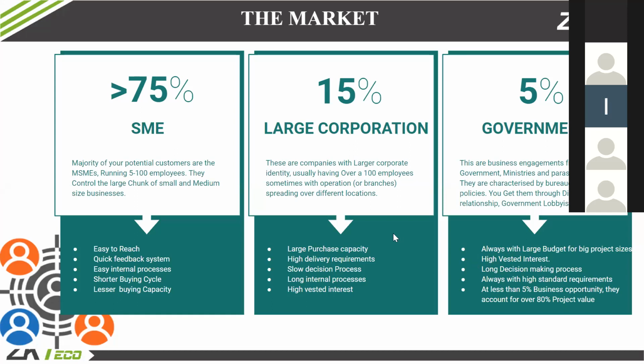So for large enterprises, they have large purchase capacity. They have high delivery requirements. They always have high concern about the details of your deployments, slow decision-making processes, and long internal processing, because it takes one director or the other to get approval on every project. So the decision-making process is so slow, internal processes are slow, and then there's high vested interest. A lot of the time in a corporation, you have one director having a certain interest, and another director having a different interest. So there's a kind of vested interest in every project you are bidding for through this corporation.